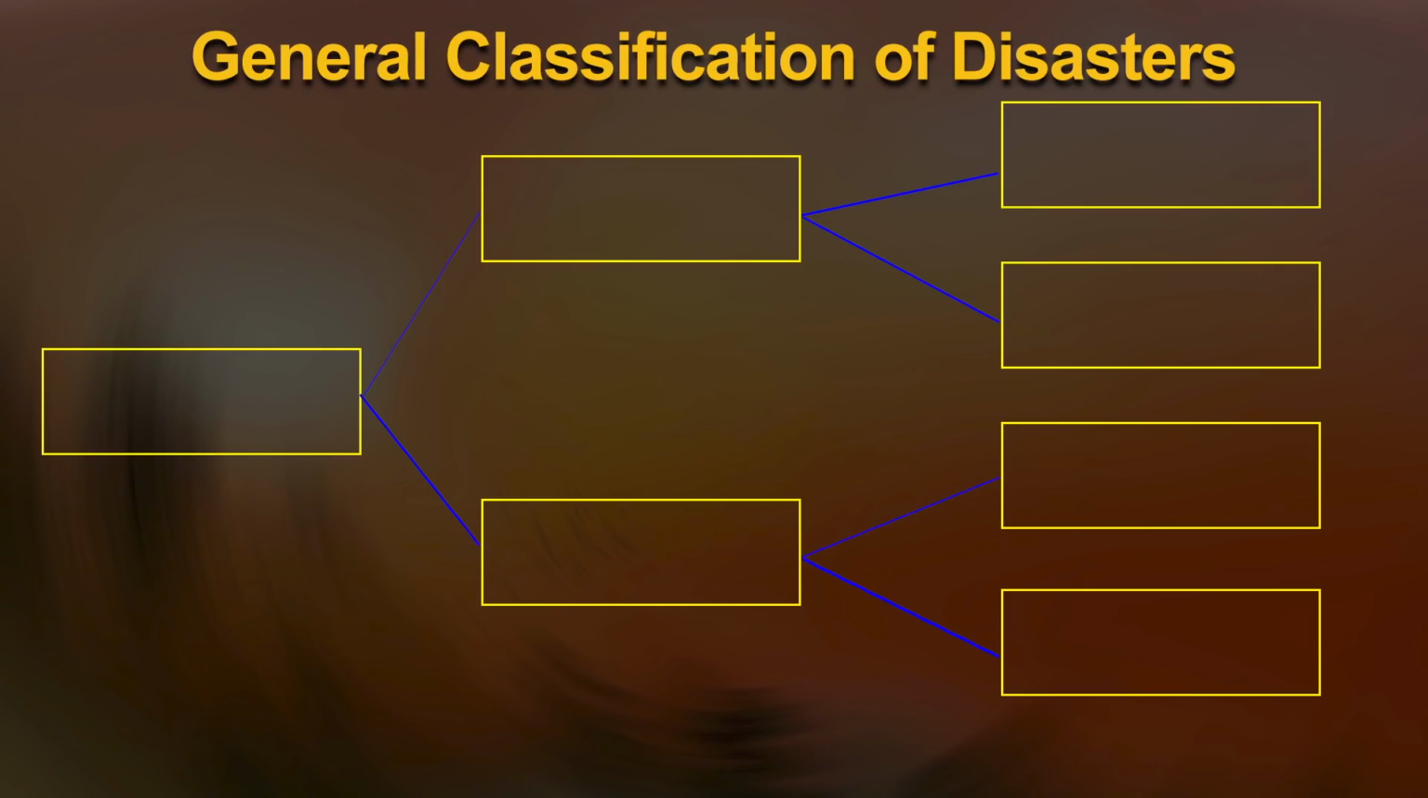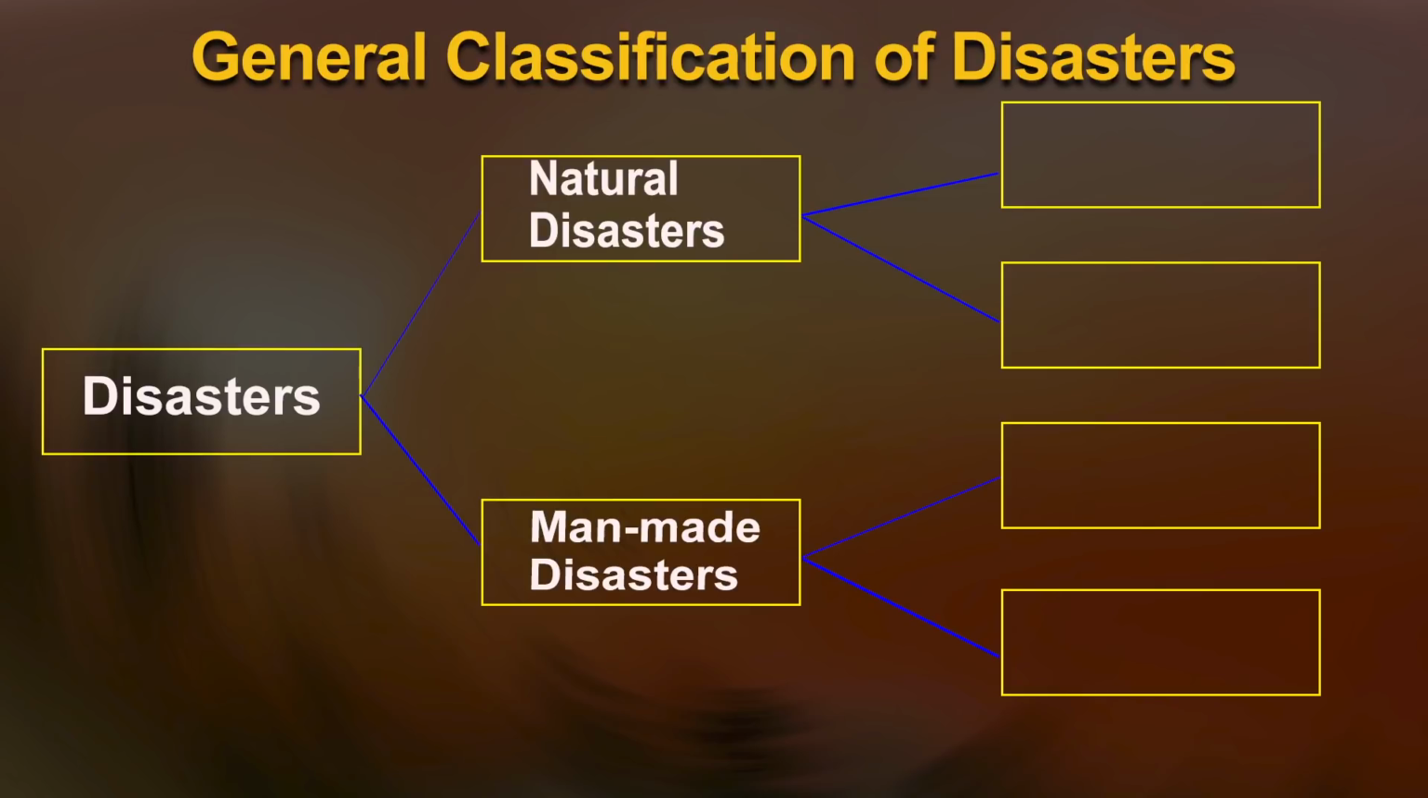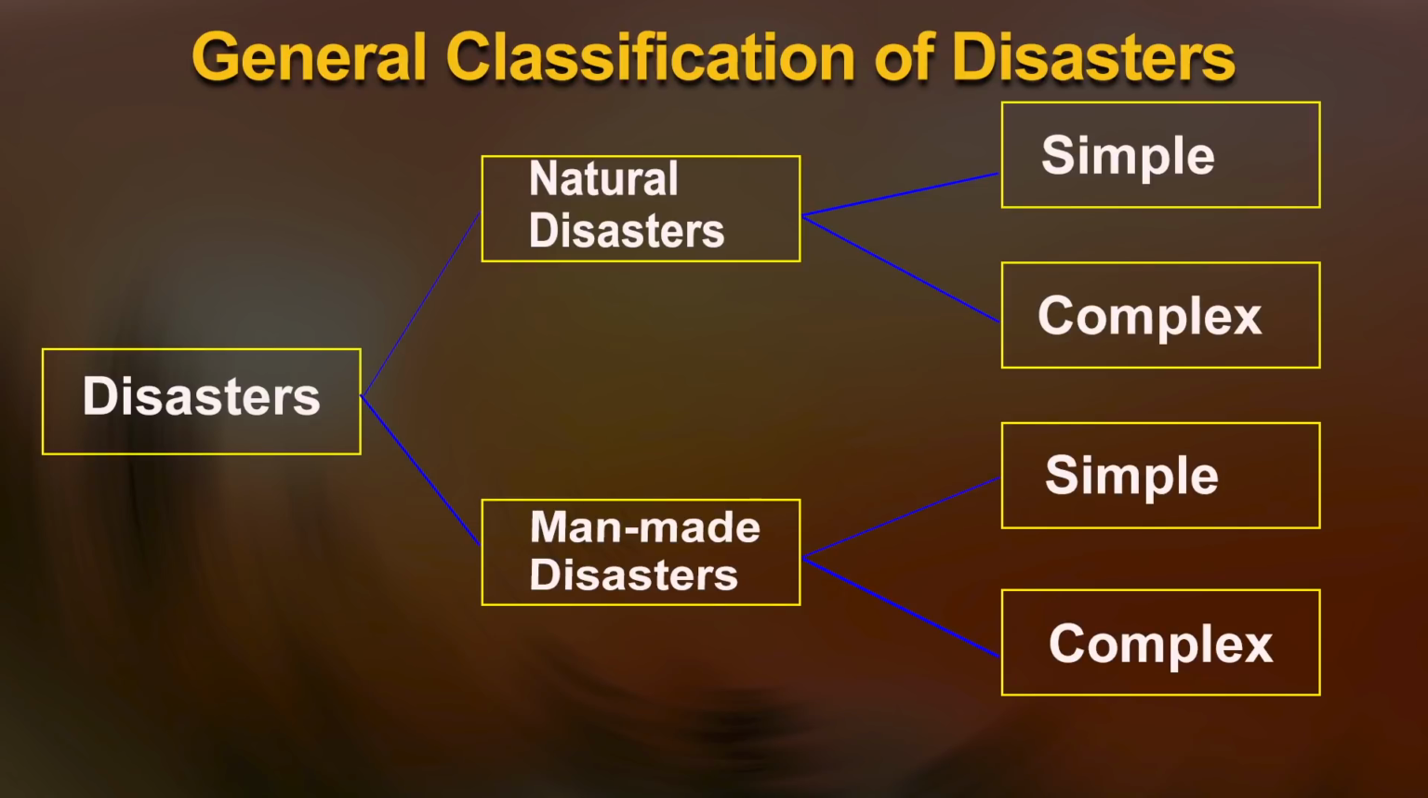The following flow chart explains the types of disasters. So, we can see that disasters are basically of 2 types, which is natural disasters and man-made disasters. Under the natural disasters, we have the simple disasters and complex disasters, and even under the man-made disasters, we have the simple and complex disasters.